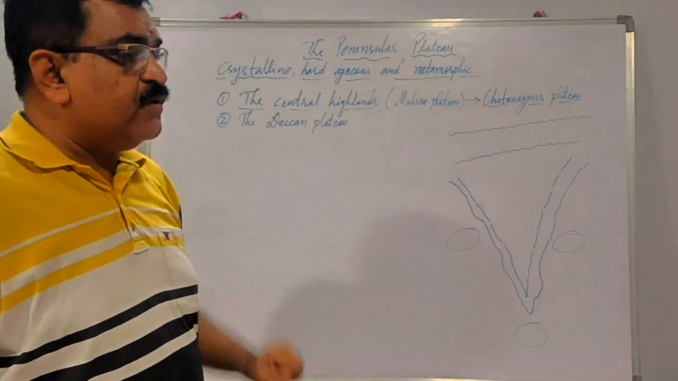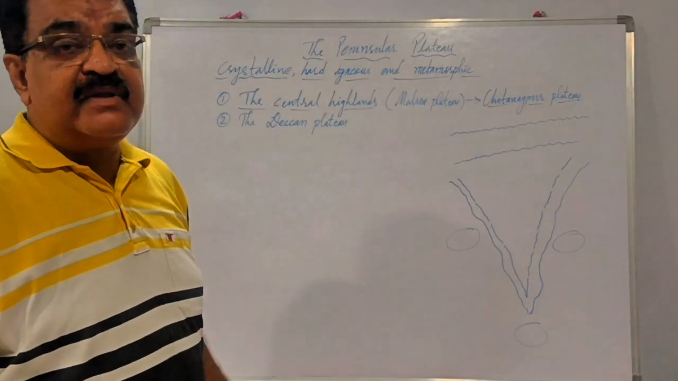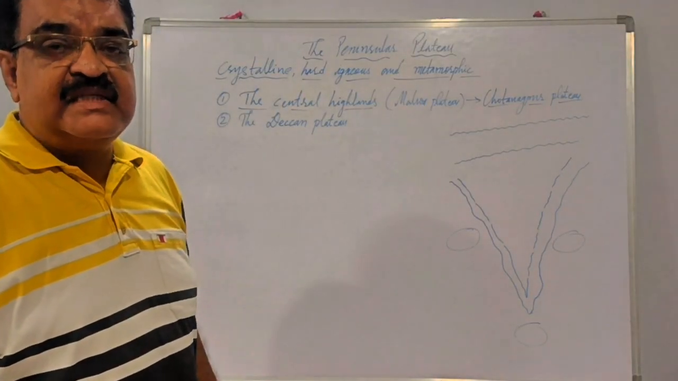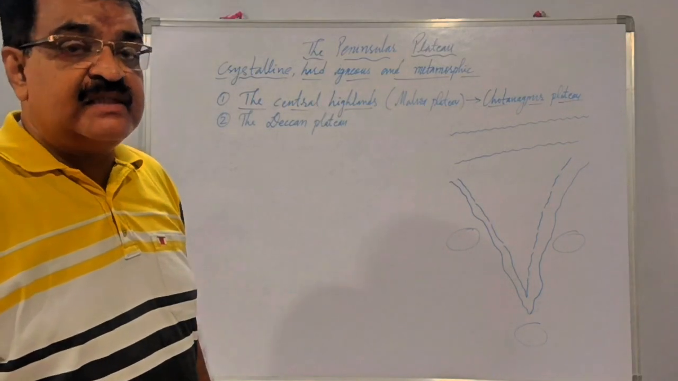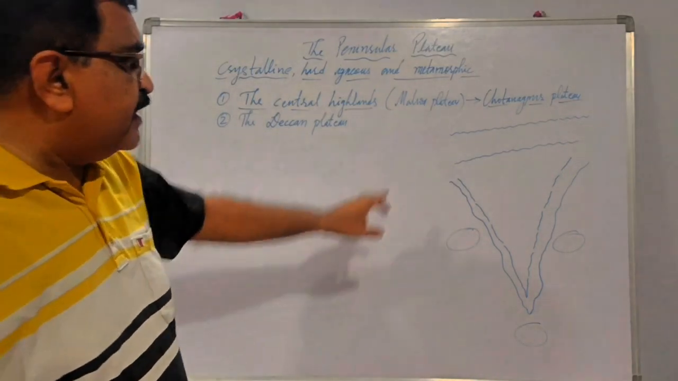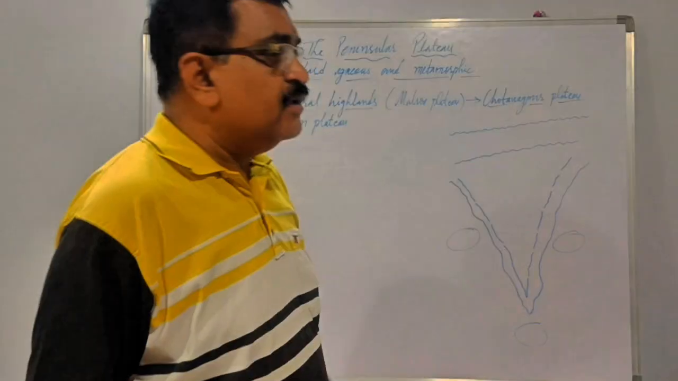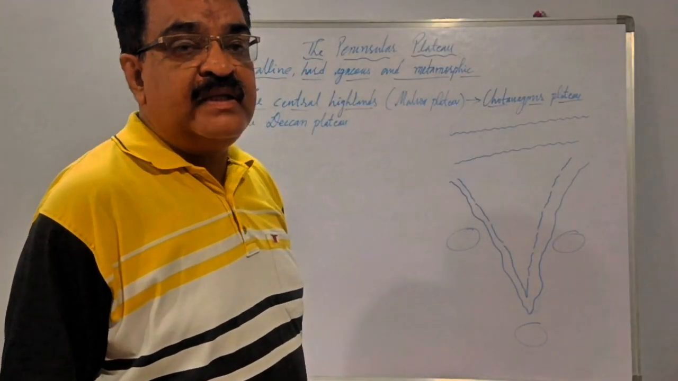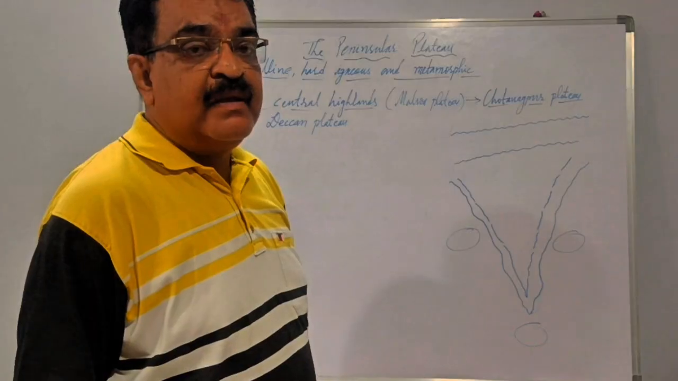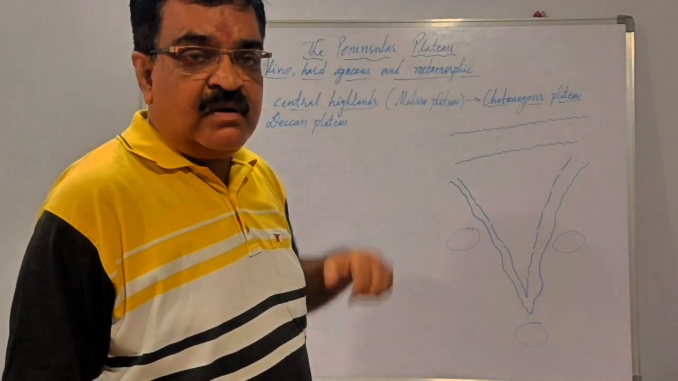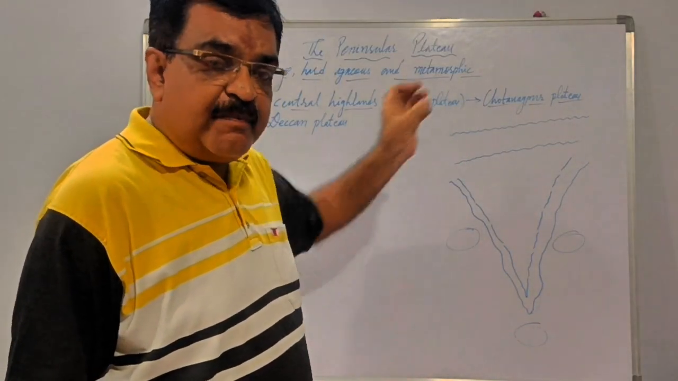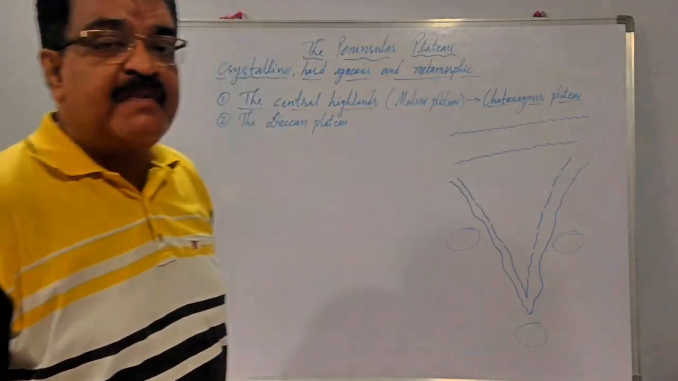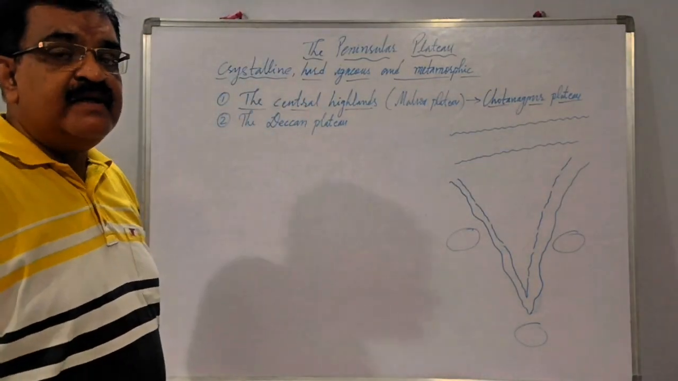Chota Nagpur Plateau is compared with the Ruhr Valley of France because most of the costliest, most valuable minerals are found in the Chota Nagpur Plateau. Manganese, iron ore, coal, this type of minerals are found in Chota Nagpur Plateau. That's why Chota Nagpur Plateau is called the mineral belt of India.